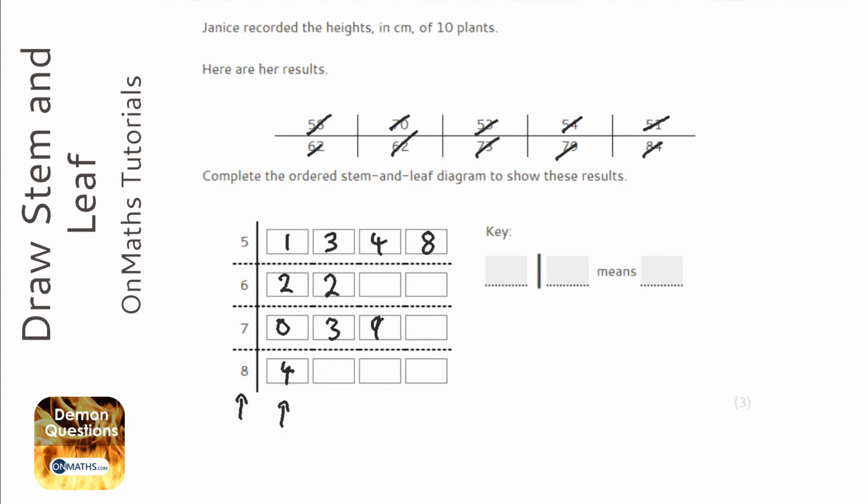If there is a two-sided one, then make sure the smallest are on the right hand side and the biggest are on the left hand side. Okay, but this is only a single stem and leaf diagram question.